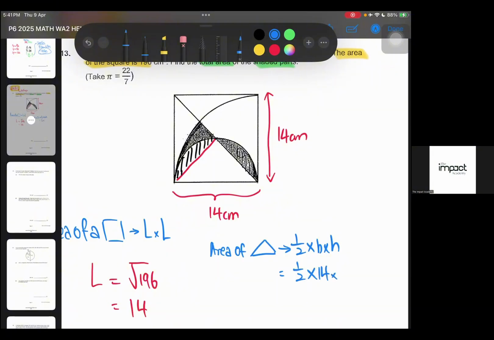What's my height? What's the height? Your height is here, right? But what is it? 7. How do you know it's 7? Can you assume? No. You cannot assume, right? Then how?